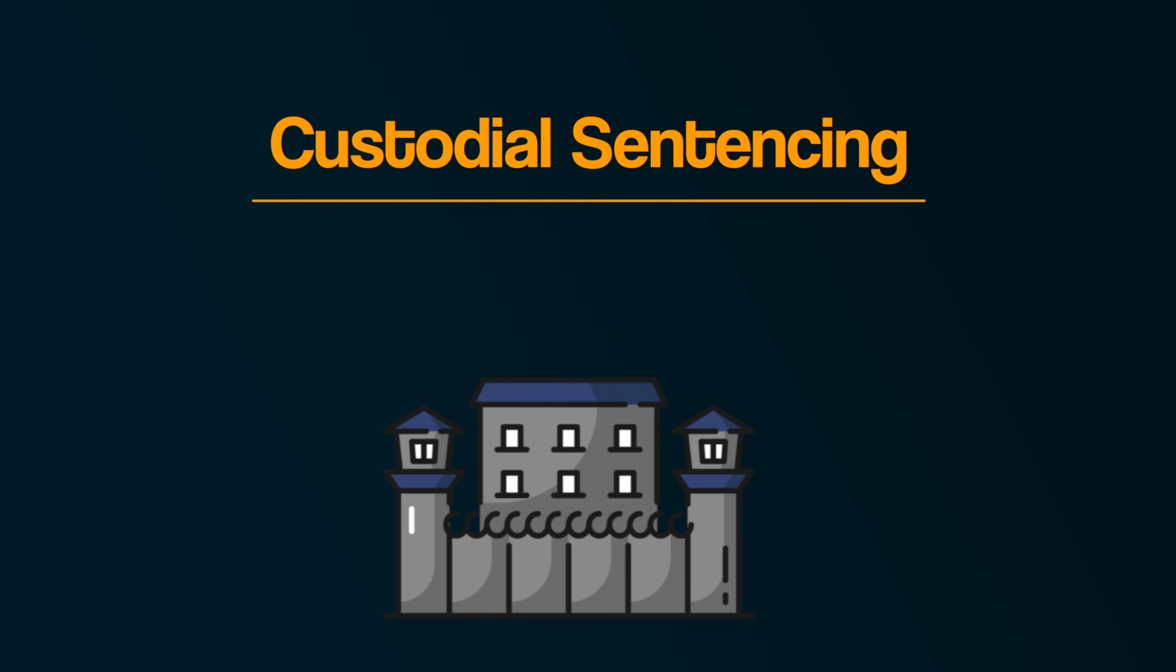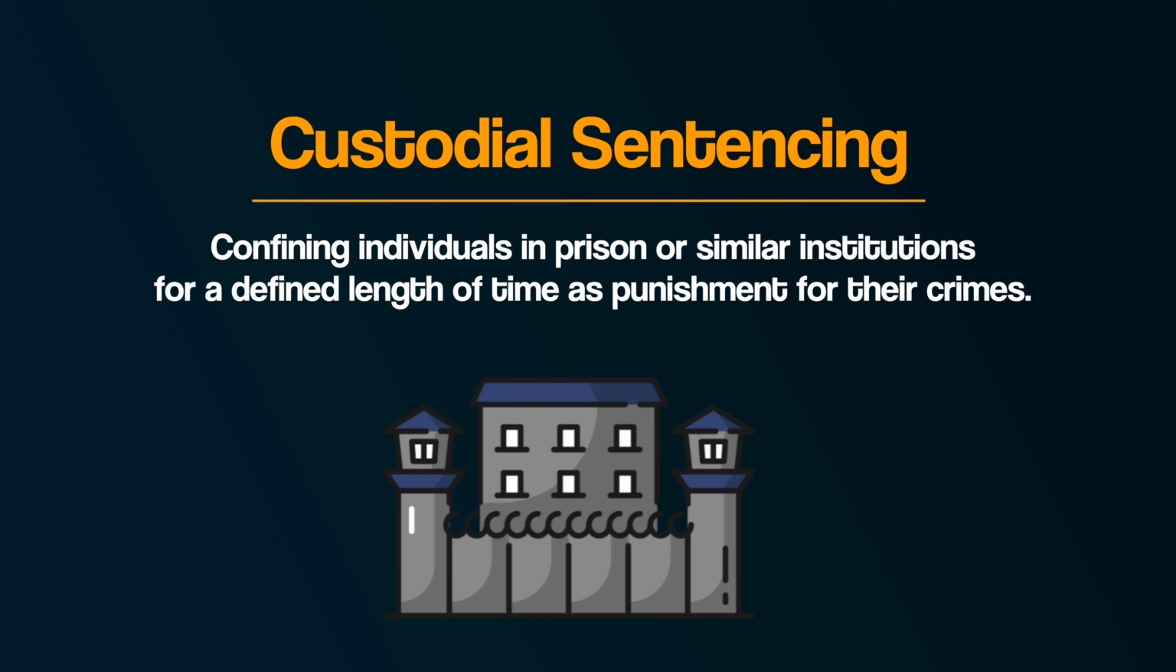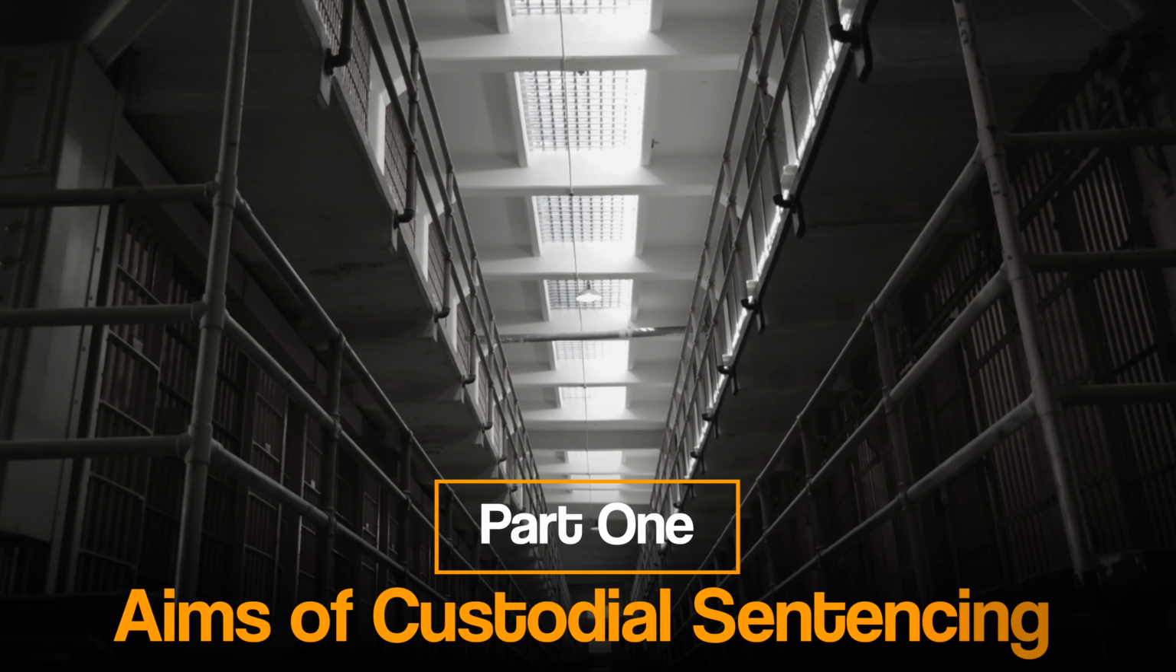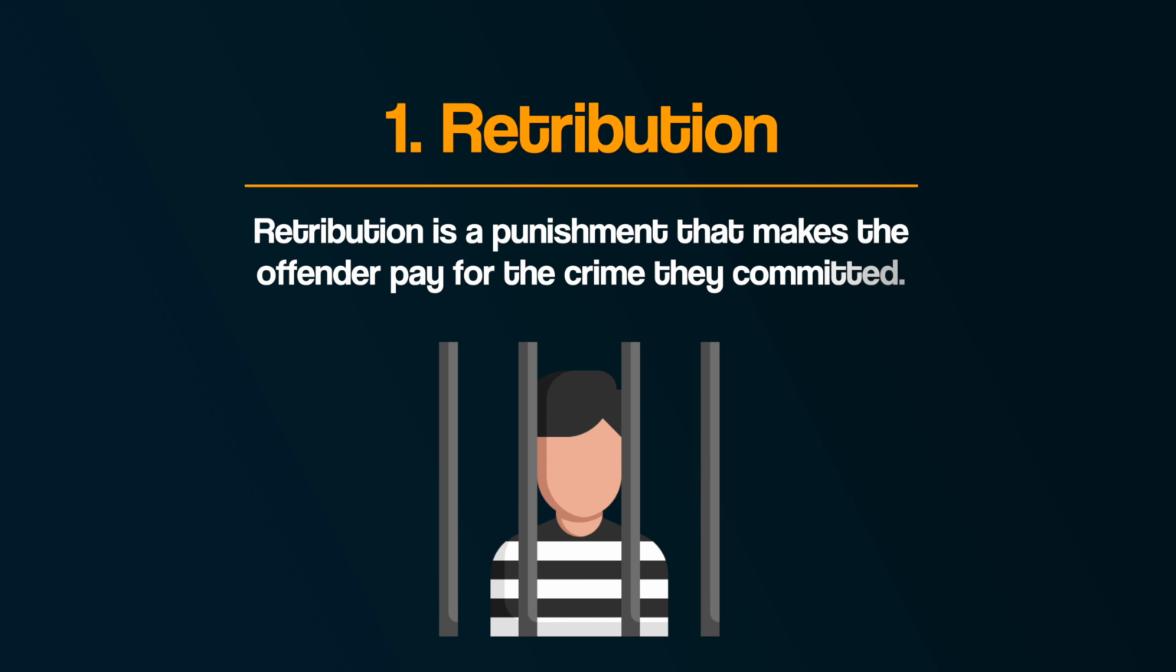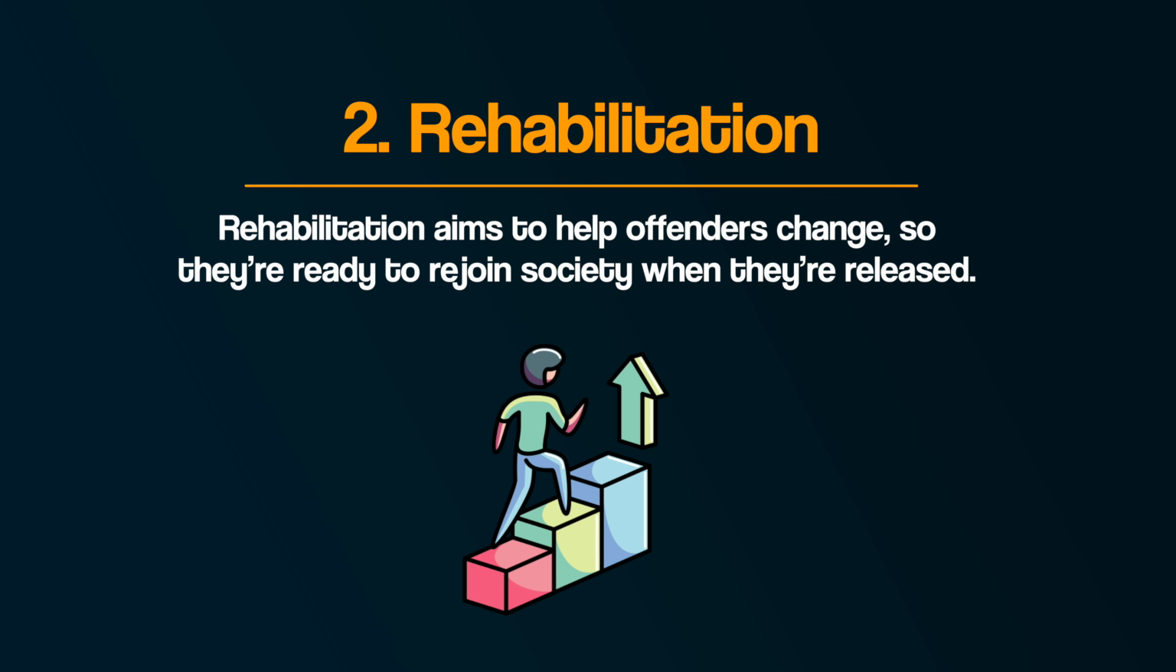Custodial sentencing refers to confining individuals in prison or similar institutions for a defined length of time as punishment for their crime. It's been suggested that custodial sentencing has 4 aims. Retribution is a punishment that makes the offender pay for the crime they committed. Rehabilitation aims to help offenders change so they're ready to rejoin society when they're released.